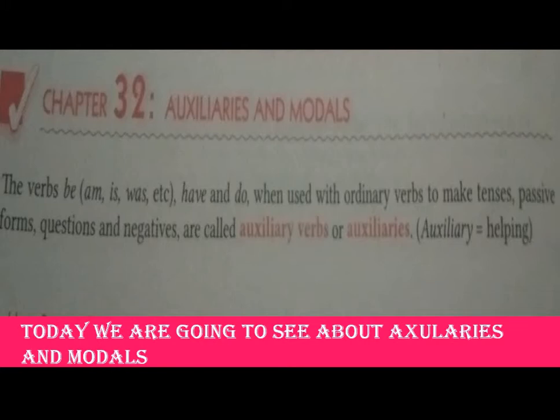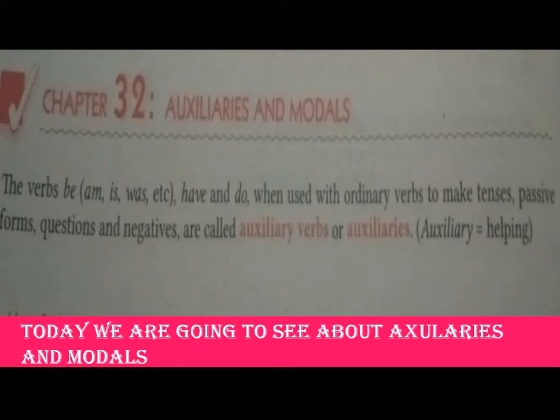So, guys, chapter 32 is Auxiliaries and Modals in the Wren and Martin book. Today we're going to see the whole thing. I think today's video is going to be a little long because there is much to cover about it. So, let's start. I'm just reading the first topic right now.